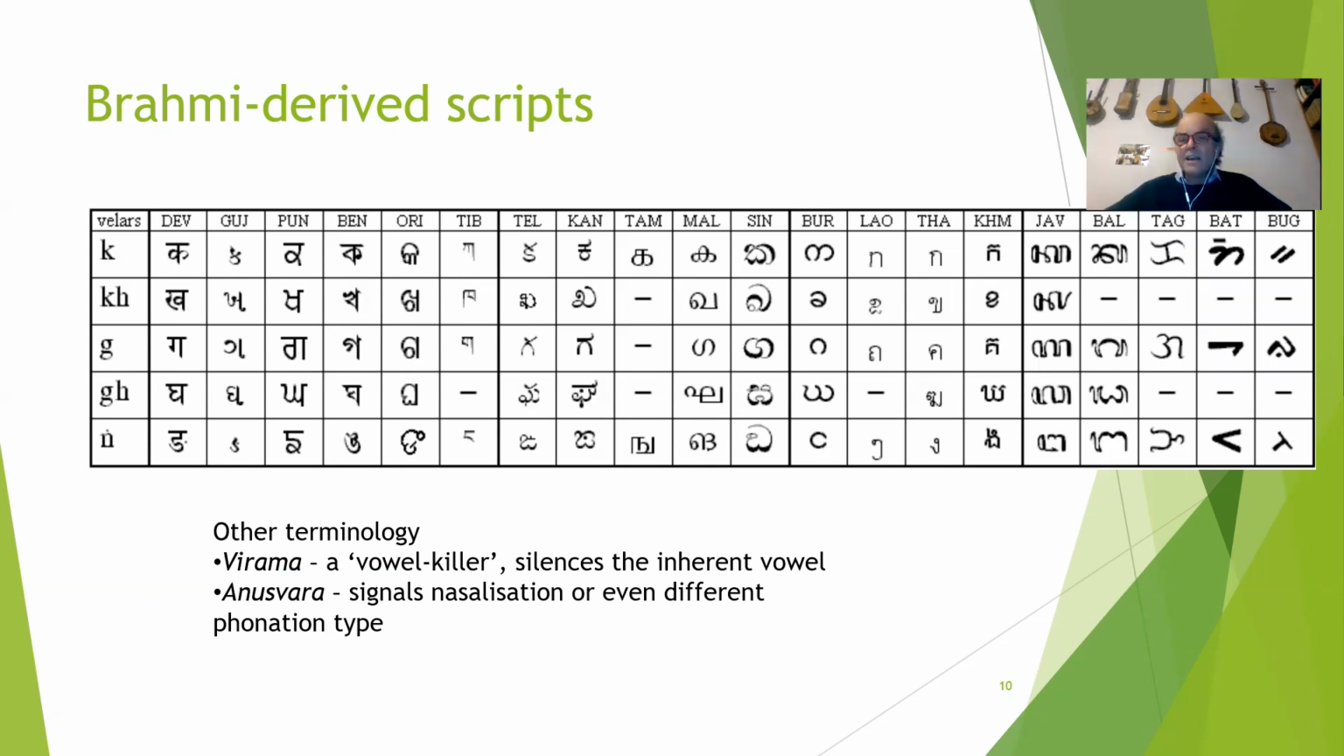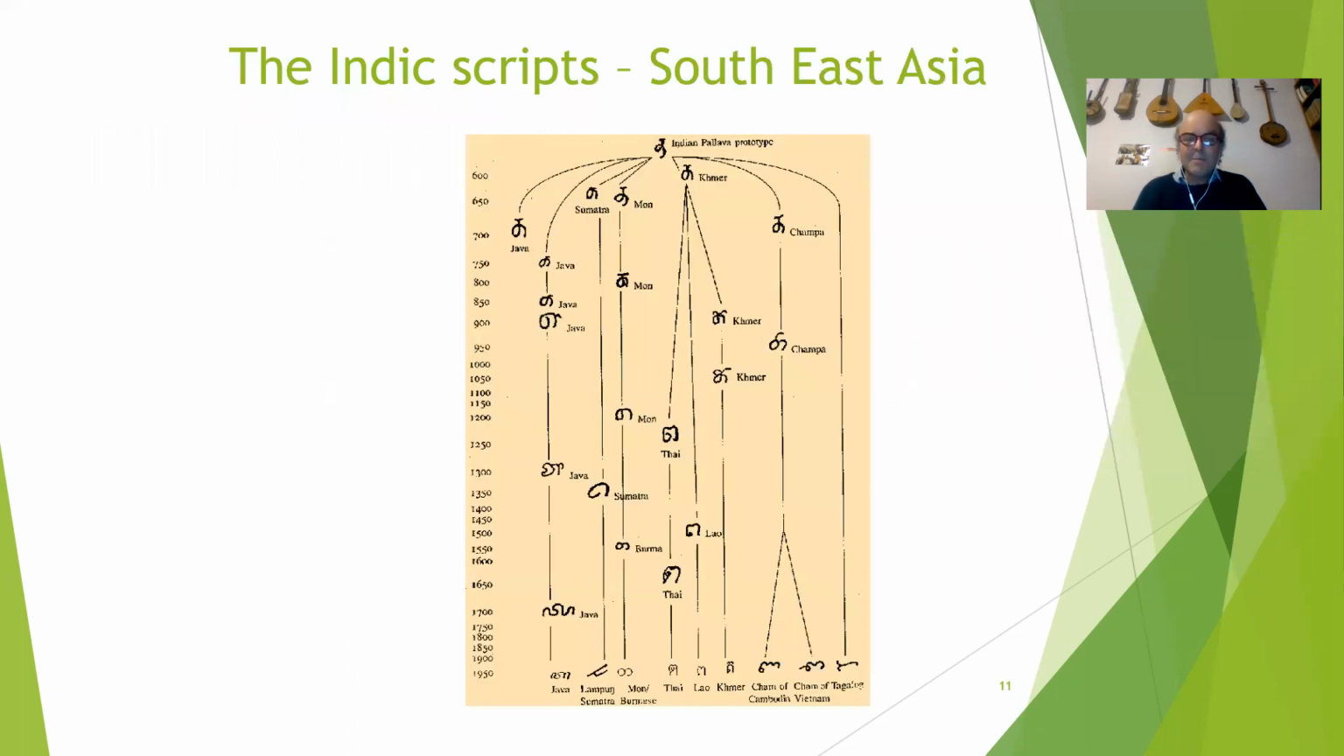And then finally, the island scripts, Javanese, Balinese, Tagalog, which is used in the Philippines. And the last two, I'm afraid I don't even know what they are, but these are island scripts. And this is not all of them. This is just some that have all come from the Asokan Brahmi. And this table is, I think, quite interesting.